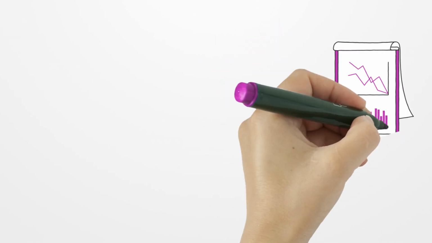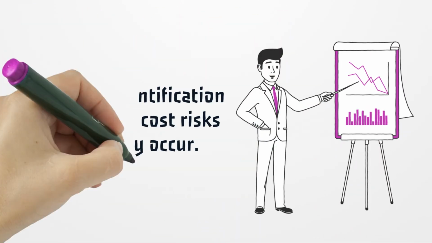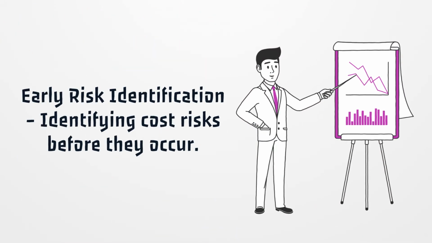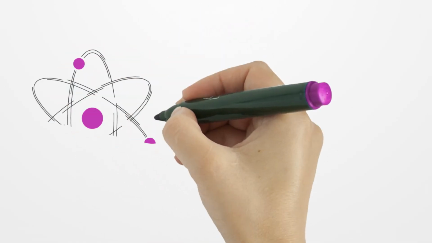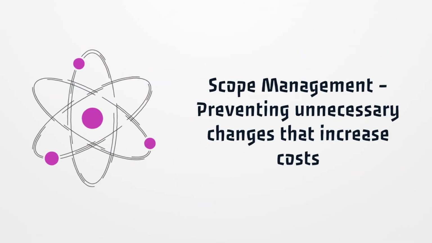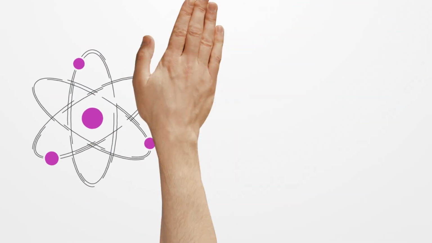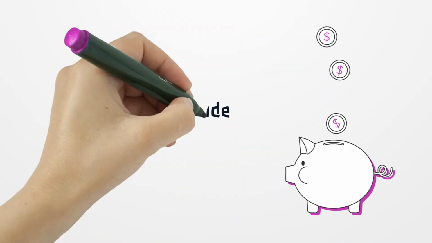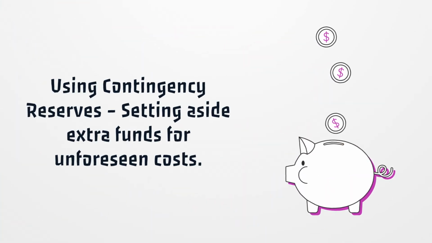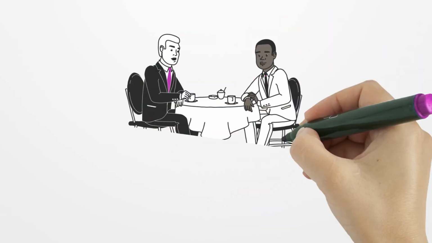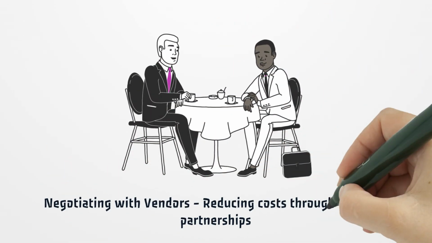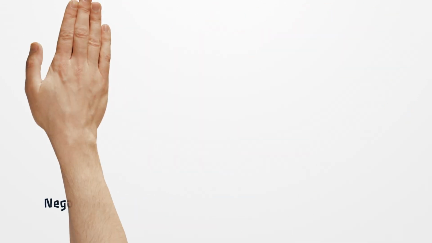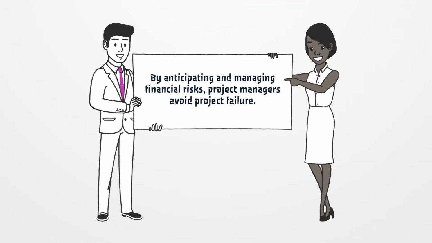Strategies to handle cost overruns. Early risk identification, identifying cost risks before they occur. Scope management, preventing unnecessary changes that increase costs. Using contingency reserves, setting aside extra funds for unforeseen costs. Negotiating with vendors, reducing costs through strategic partnerships. By anticipating and managing financial risks, project managers avoid project failure.